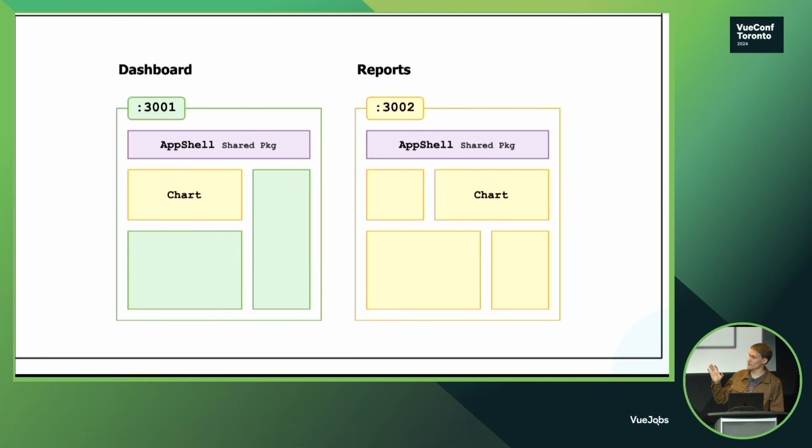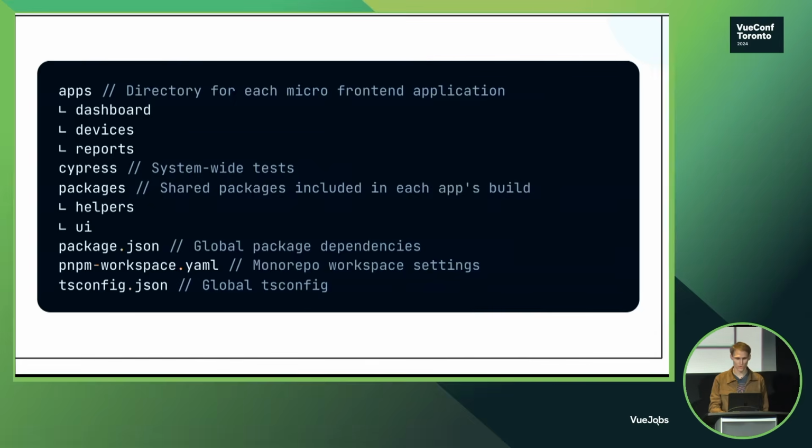This is a diagram of what we're going to build today. We're going to have two Vue applications. The first I'm calling a dashboard app. It will run on port 3001 and a reports app running on port 3002. Using Vite and module federation, we're going to show how to set up a horizontally split micro-frontend application where this chart component that lives in the reports app can be embedded and used at runtime within our dashboard application.